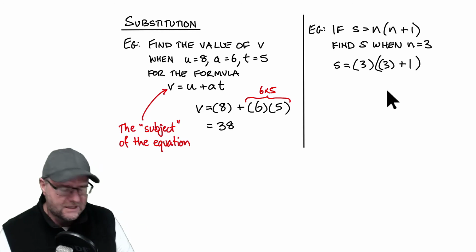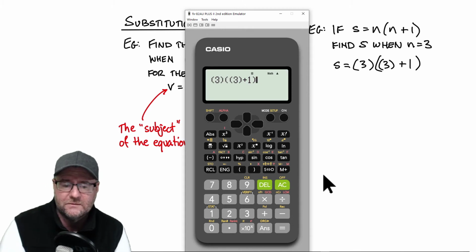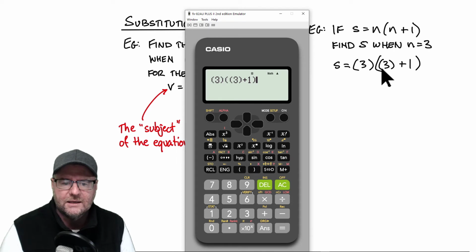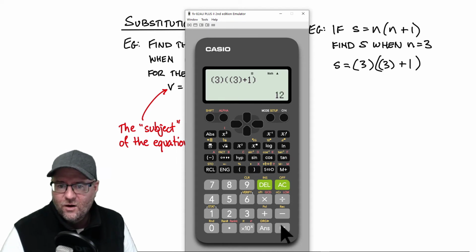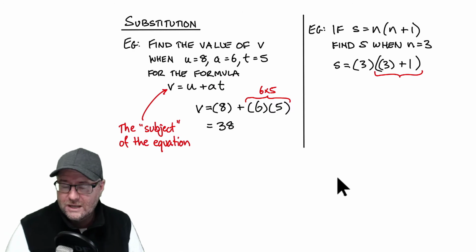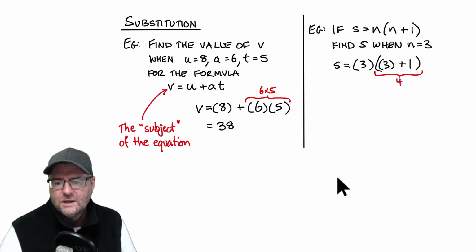Let's pull it up on our calculator. And through the wonders of technology, we've saved a bit of time. I've put in every bracket. So there was a double bracket here, so I've got to do the double bracket here. When I hit equals, I get a value of 12, because the 3 plus 1 gives me 4, and 3 times the 4 gets me the 12.